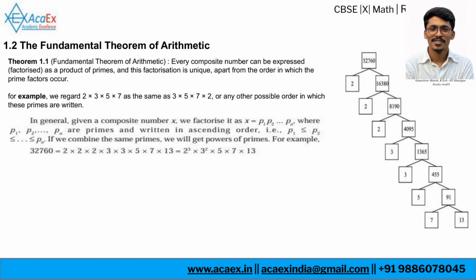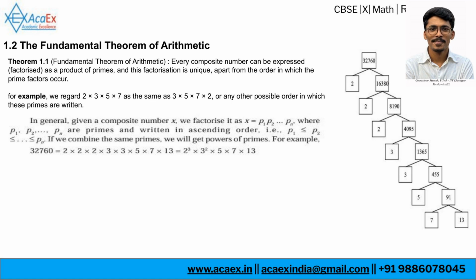1.1 Fundamental theorem of arithmetic. Every composite number can be expressed as a product of primes, and this factorization is unique, apart from the order in which the prime factors occur. This means that a factorization like 2 times 3 times 5 times 7 is considered the same as 3 times 5 times 7 times 2.